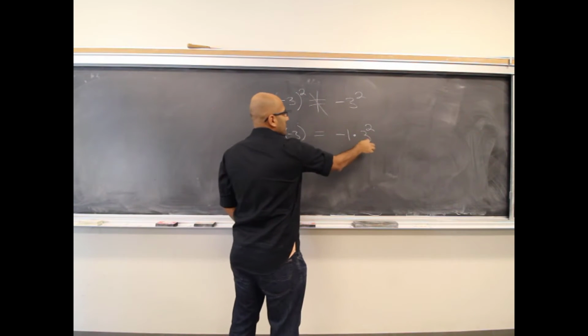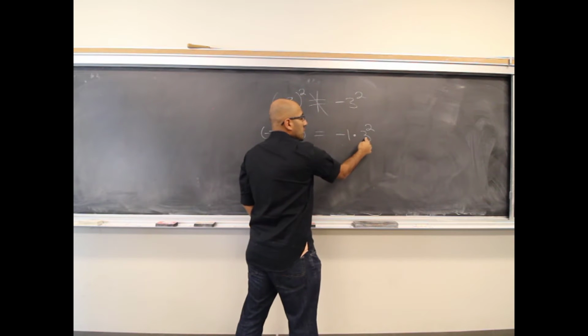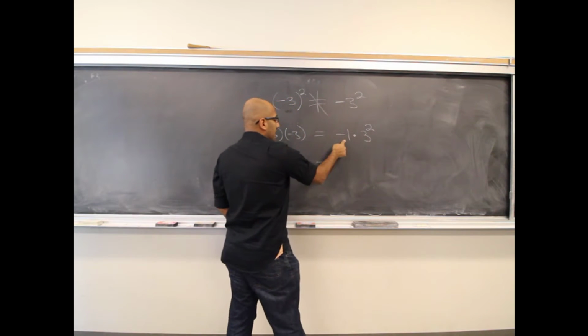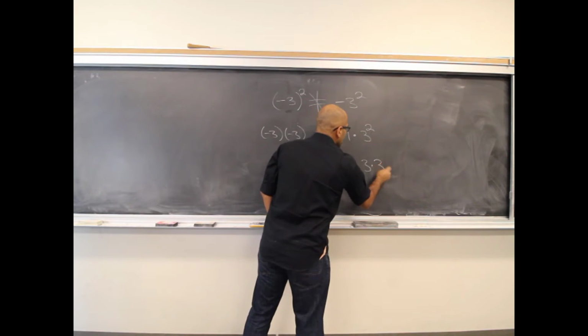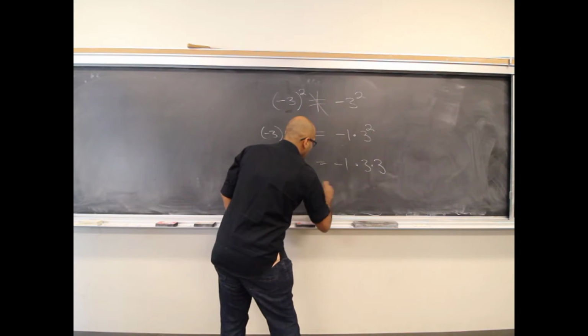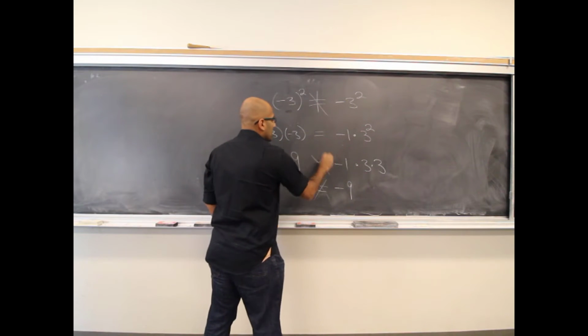Right? -1 times 3 is -3. And so now this squared only applies to the 3 and not the -1. So this is -1 times 3 times 3. And so we end up with 9. And then on the right-hand side, it equals to -9. So no, they are not the same thing.